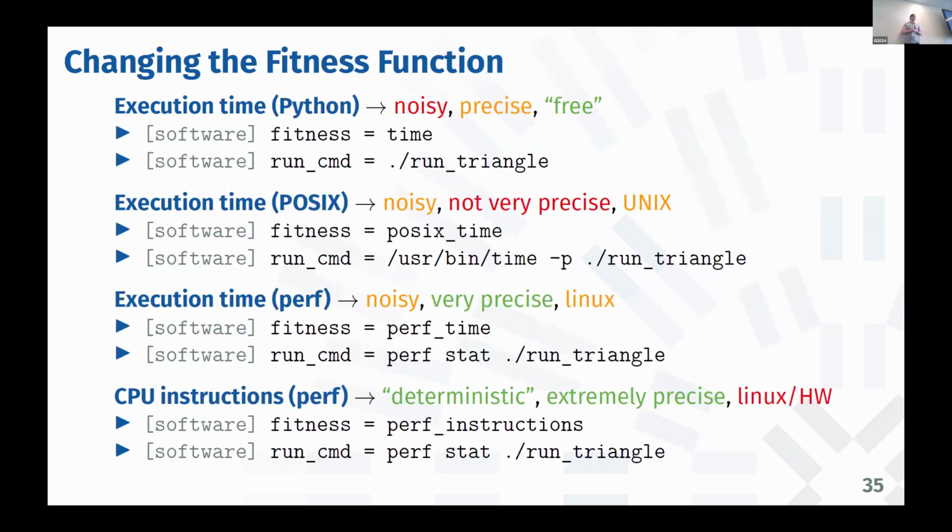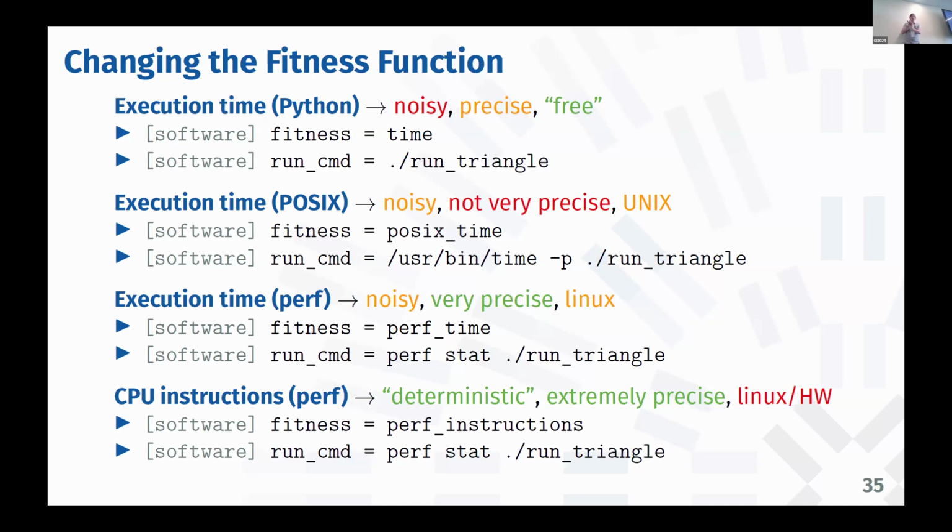You can change the fitness function. So I said that for execution time, we had time, POSIX time, perf time, and perf instruction. So in most examples, when you use Magpie, it will just use time, which is a bad one. It's the one from Python, which just looks at the clock, executes the command, and looks at the clock. It's pretty noisy, but it's precise because Python has a good clock. But it will get you the noise from executing the command, from process handling in Python. But it comes for free because it comes from Python. So that will always work.